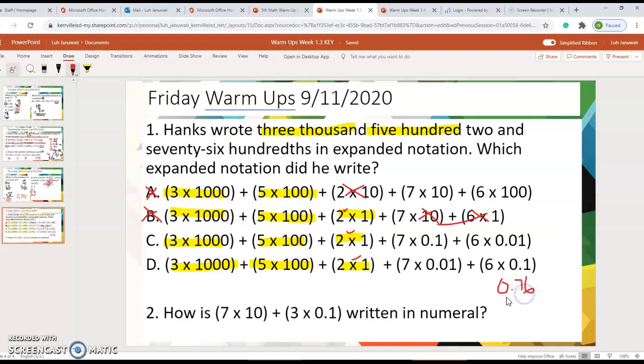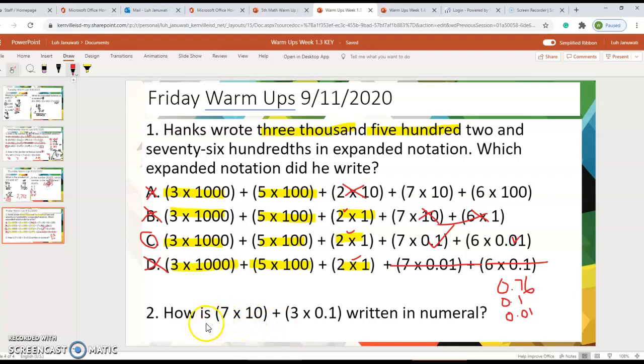It's 0.76, right? So this one is the 0.1 place. The 7 is 0.7. That one's checked. This one is wrong. This is wrong. And the 6 is in the 0.01 place, which is check, right? So that's your answer. Okay.